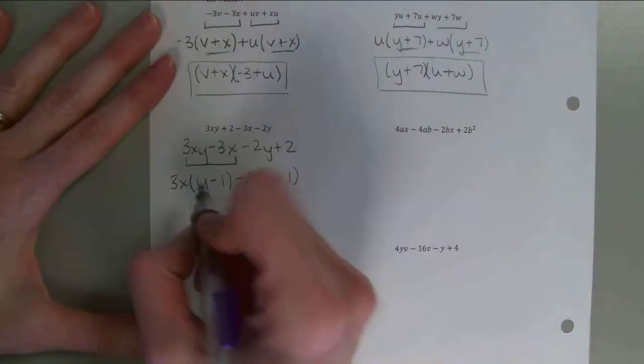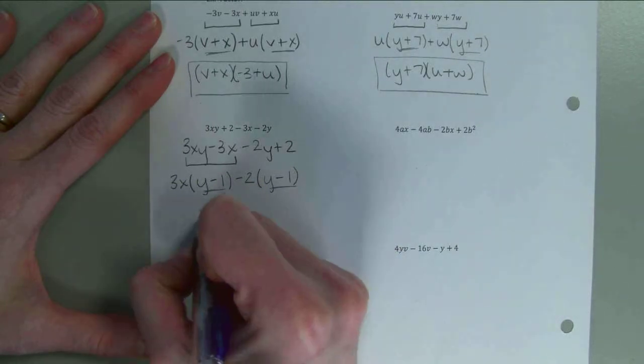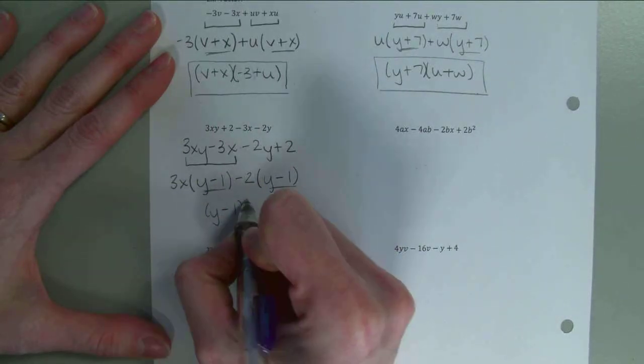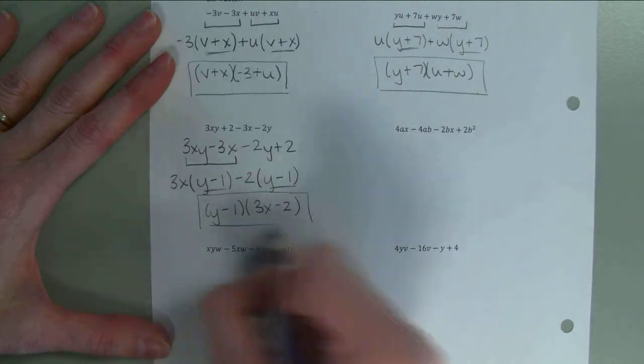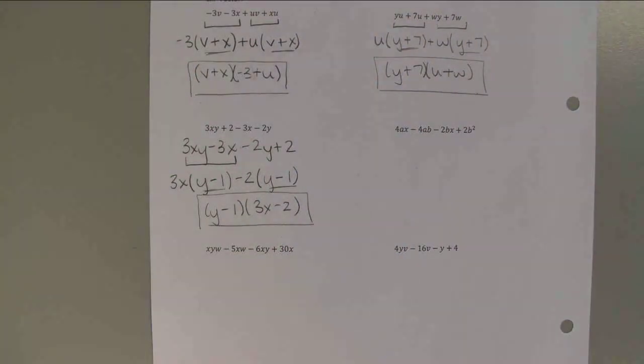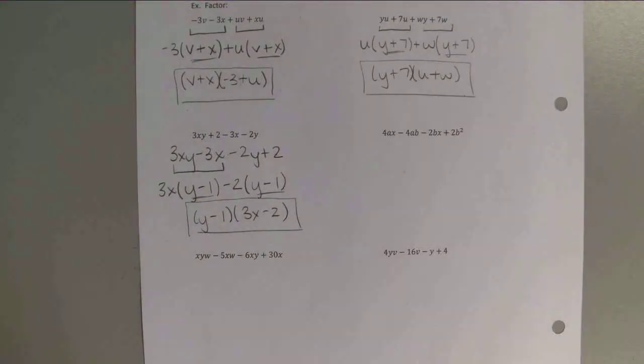All right, so they both share y minus 1. So did you guys get y minus 1 and then 3x minus 2? Does that look right? And again, if you're not too sure, FOIL that stuff, and you'll see that all 4 terms will reemerge. All right, number 4 is, like I said, where we are going to have a GCF.